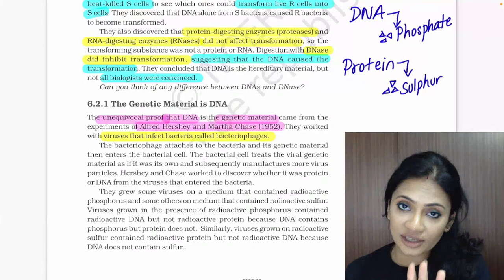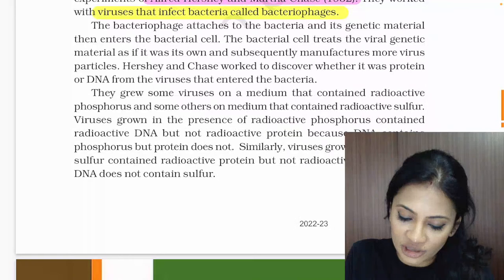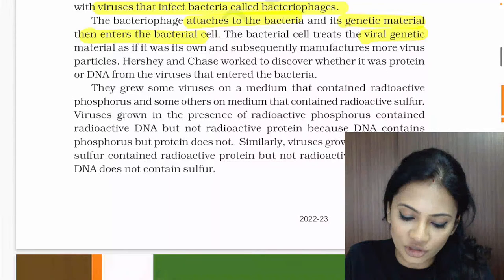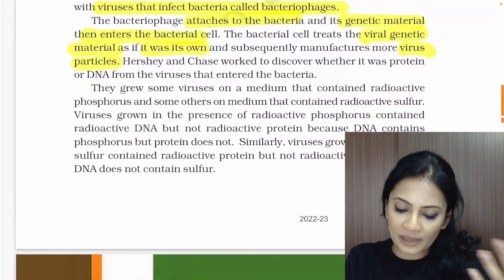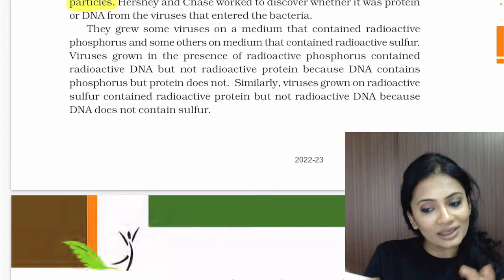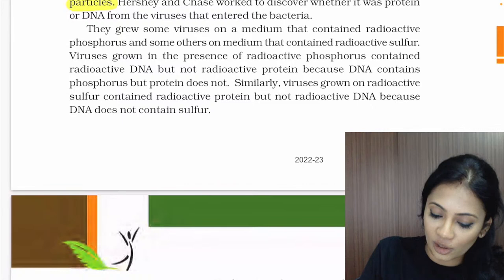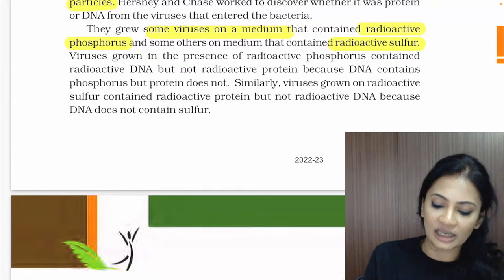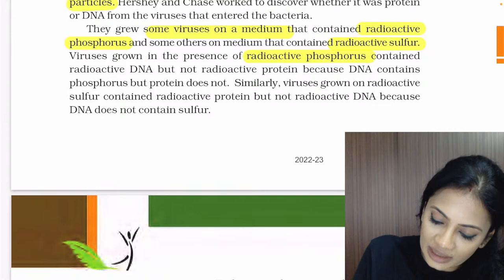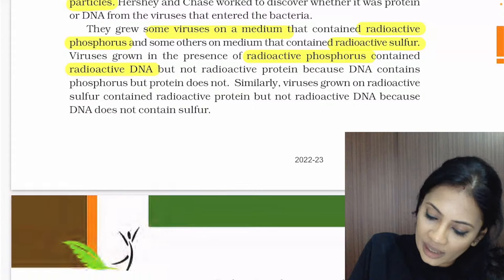Now, bacteriophage attaches to the bacteria, genetic material enters in, and the bacterial cell treats the viral genetic material as if it's its own. So, the virus is going to multiply in the bacteria because the bacteria is going to treat the virus genome also as its own. Arey, ye toh apna hai. So, chalo, let's start multiplying. Alright. So they grew viruses on a medium that contained radioactive phosphorus and also radioactive sulfur. So radioactive phosphorus gave radioactive DNA. And radioactive sulfur gave radioactive protein.